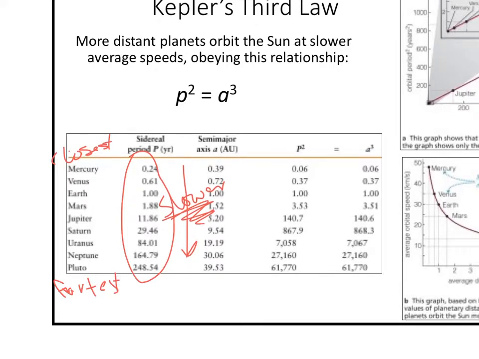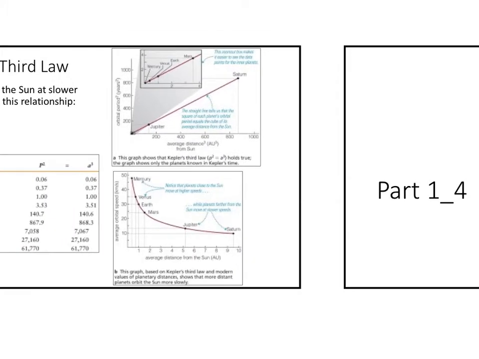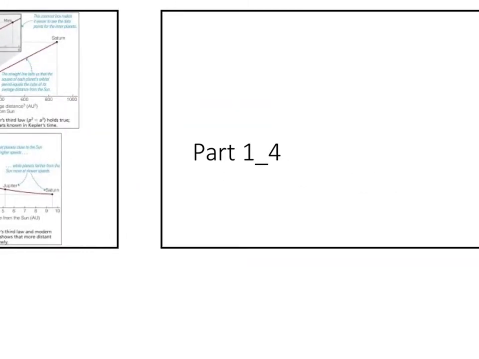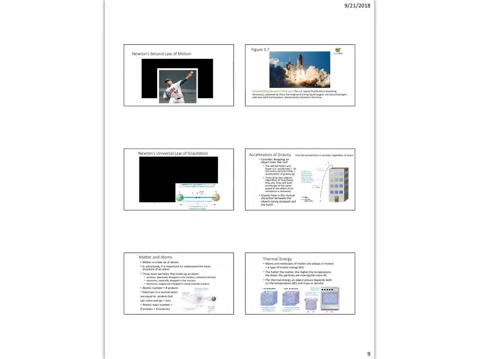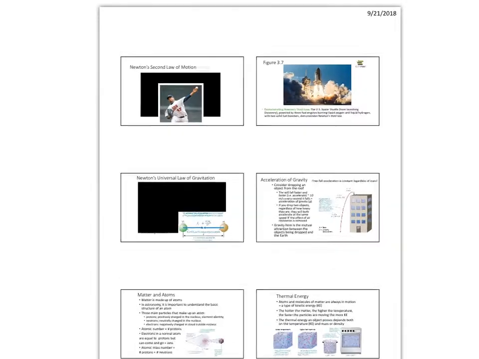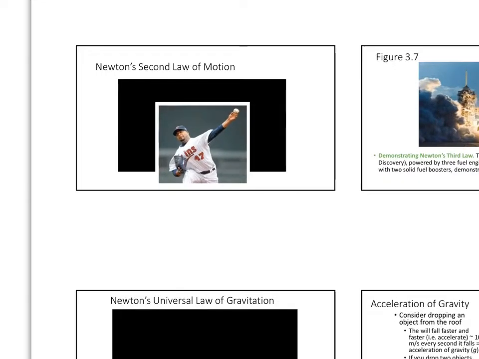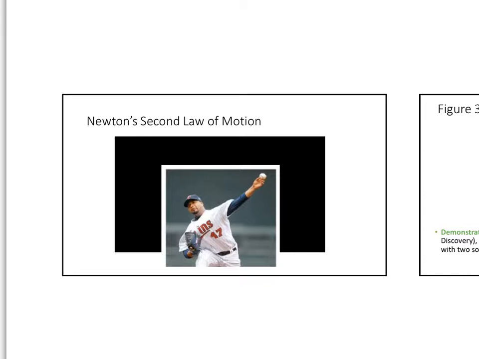All right, I'm flipping over my page now. You can flip over your page too. We are on to part 1-4, and that's Newton's 3 laws of motion. This first one is F is equal to ma. Force is equal to mass times acceleration. So that means that the stronger the force, the stronger the acceleration.